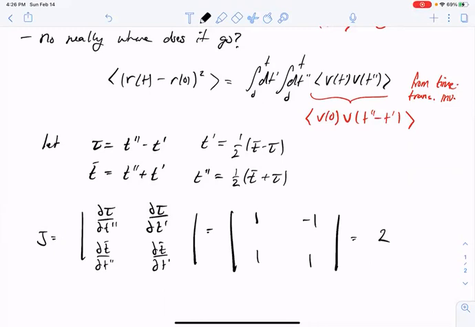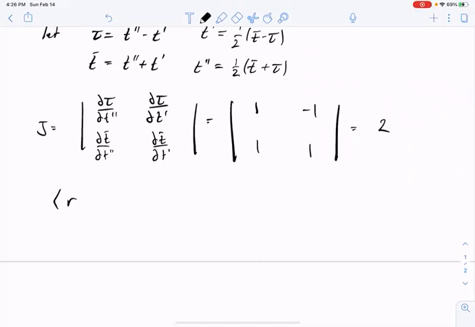So in doing a change of variables, the mean squared displacement, now written in terms of tau and t bar, has a factor of 2 out in front.